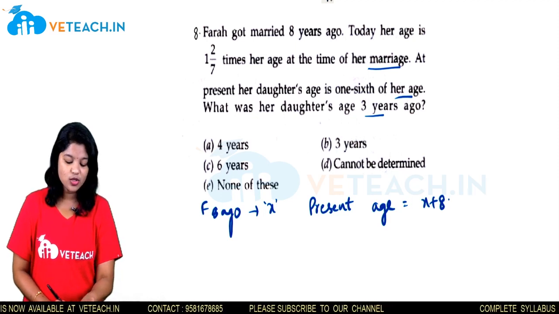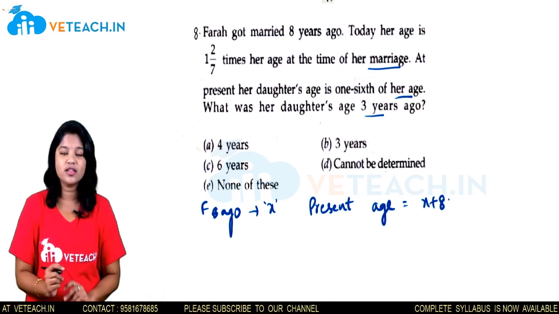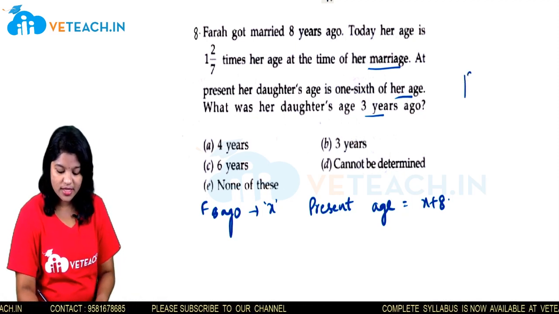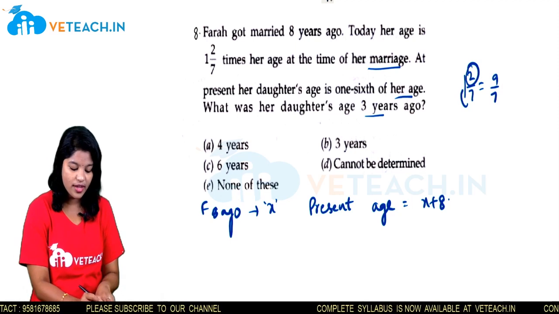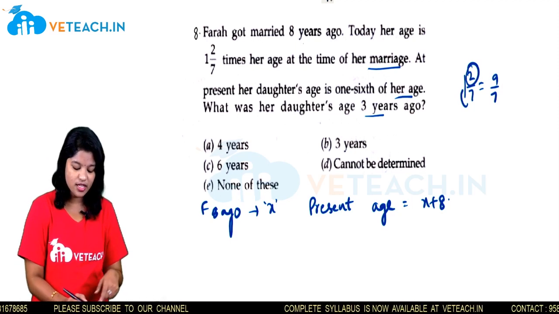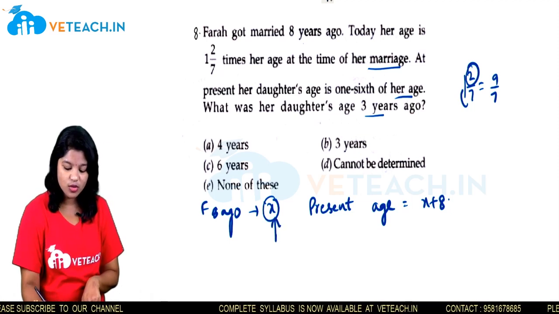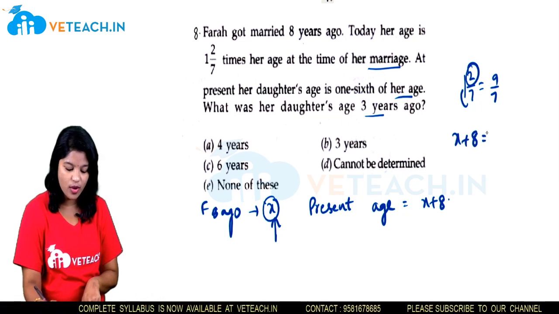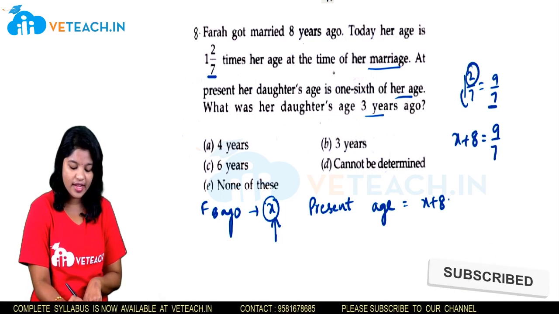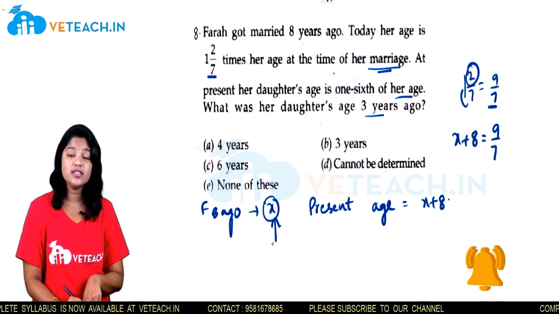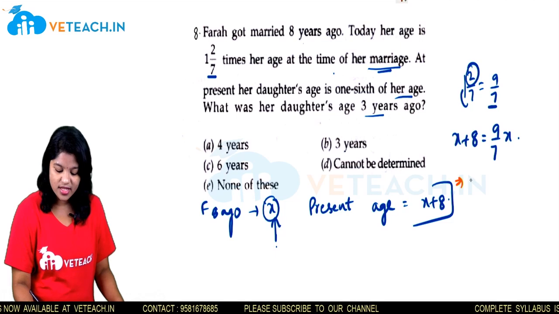Now they have given today her age, that is her present age, is 2 by 7 times her age at the time of her marriage. So 2 by 7 is nothing but 7 ones are 7 plus 2, 9 by 7. Farah got married 8 years ago. That means at the time of her marriage her age is X. So her present age X plus 8 is equal to 9 by 7 times her age at the time of her marriage. What is the age at the time of her marriage? That is X.